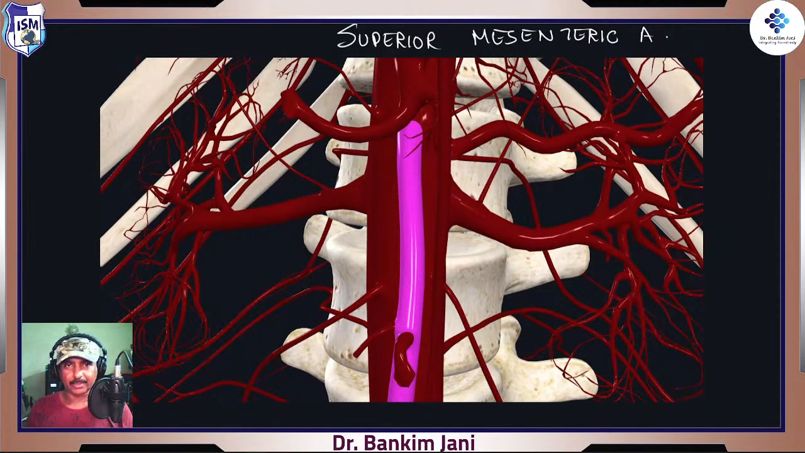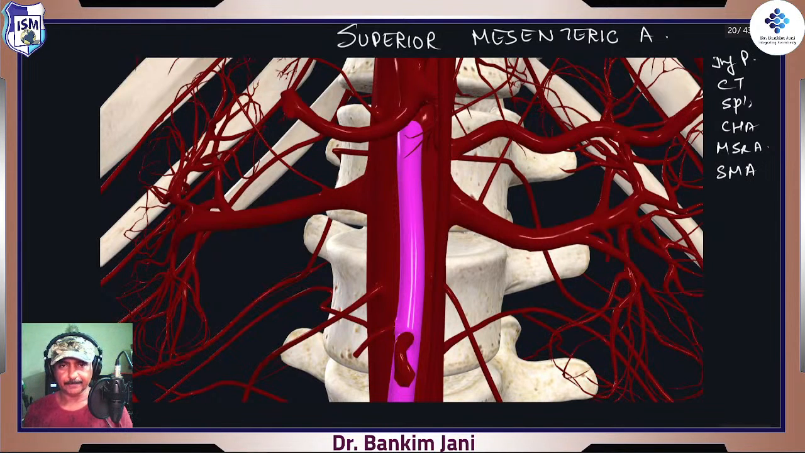So this is the superior mesenteric artery. Close your eyes and quickly go through all the arteries which we discussed. It was inferior phrenic, we talked about celiac trunk, splenic, then common hepatic artery, then middle suprarenal artery, and then superior mesenteric artery.